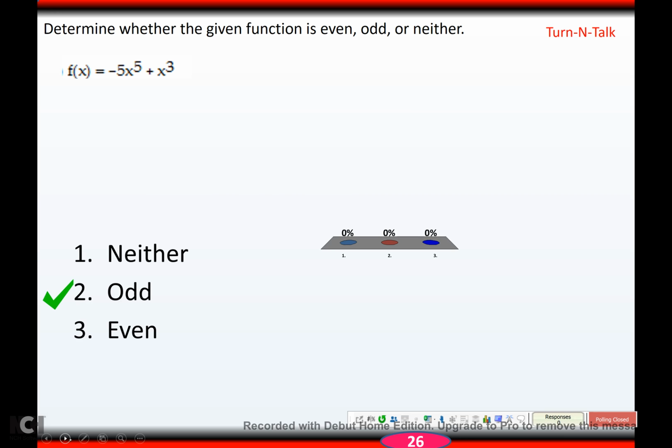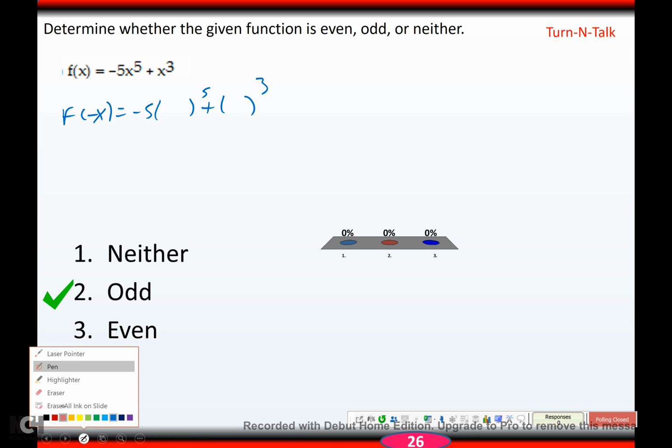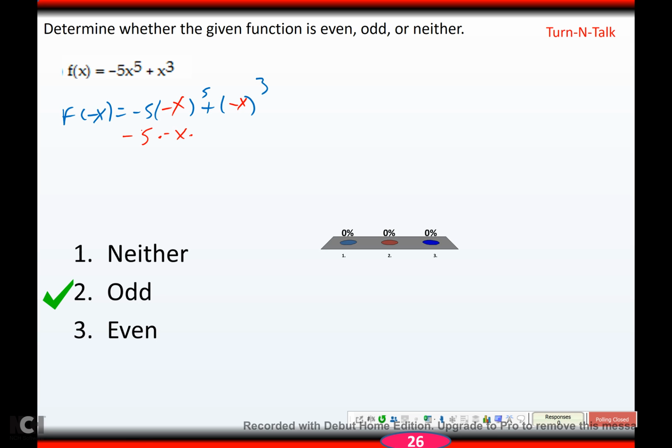And again, hopefully you got odd. Algebraically, f of -x equals -5x to the 5th plus x cubed. But I'm going to replace all my x's with negative x's. This is going to be a -5 times a -x, 2, 3, 4, 5 x's, plus 1, 2, 3.